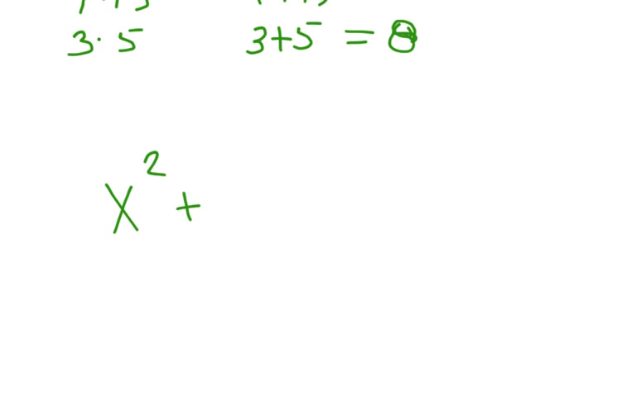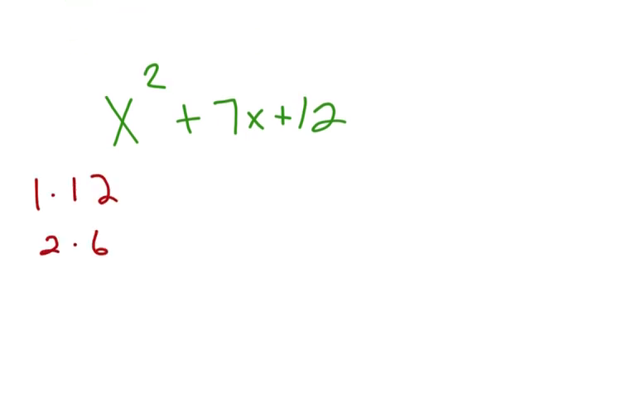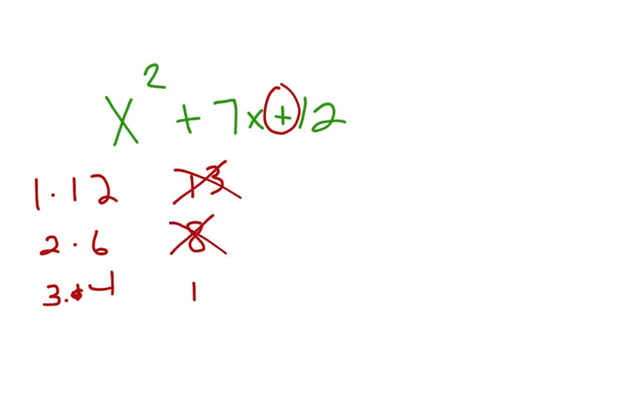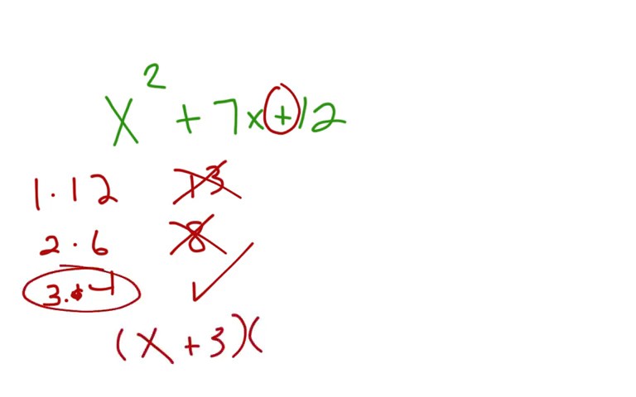x squared plus 7x plus 12. Looking for possibilities that multiply to be 12: 1 times 12, 2 times 6, 3 times 4. The fact that it's positive 12 means they're both the same sign. So we're looking for the combination to be positive 7. 1 plus 12 is 13. 2 plus 6 is 8, nope. 3 plus 4 is 7. So we have our magic numbers: x plus 3, x plus 4.